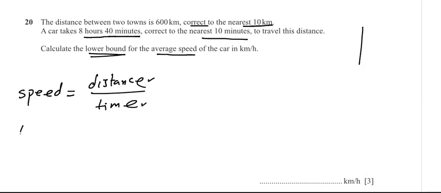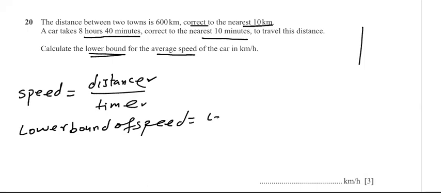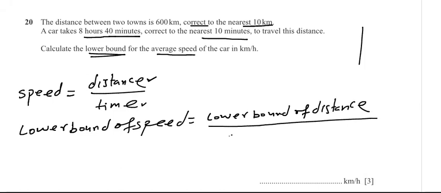So if you want the lower bound of the speed, it means it will be the lower bound of distance divided by upper bound of time. The complete lesson about the upper bound and lower bound is available on the channel. You can go and watch that one also.